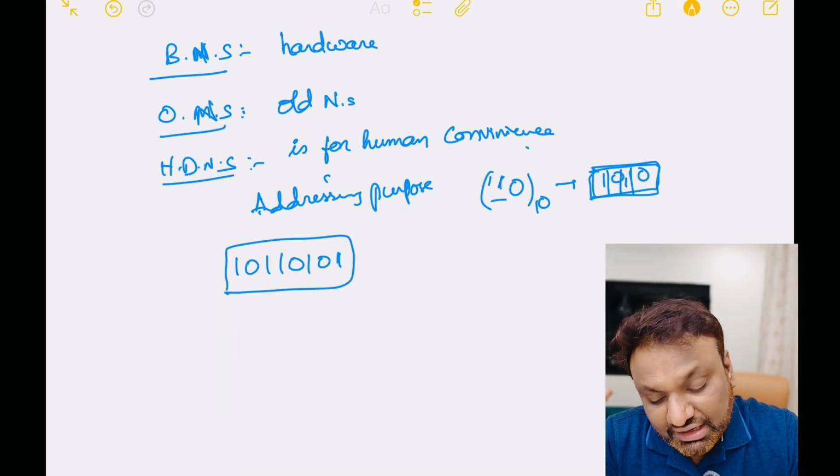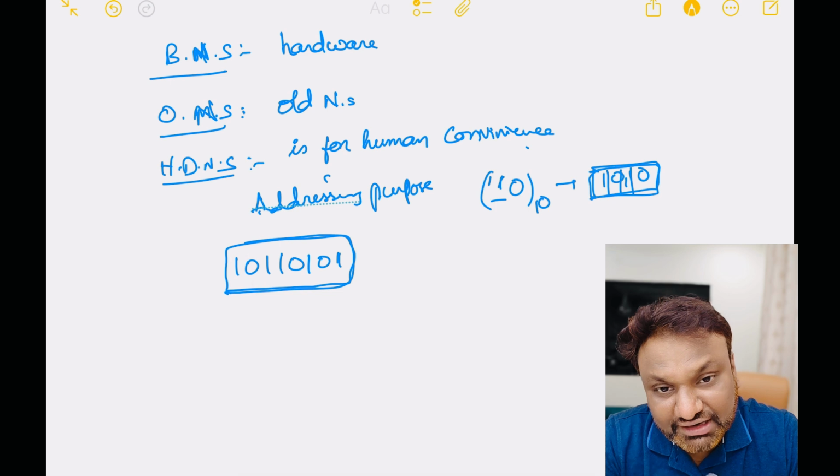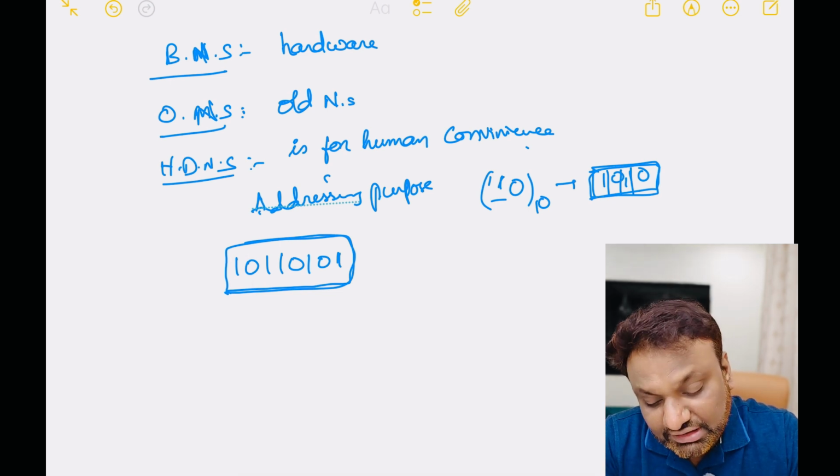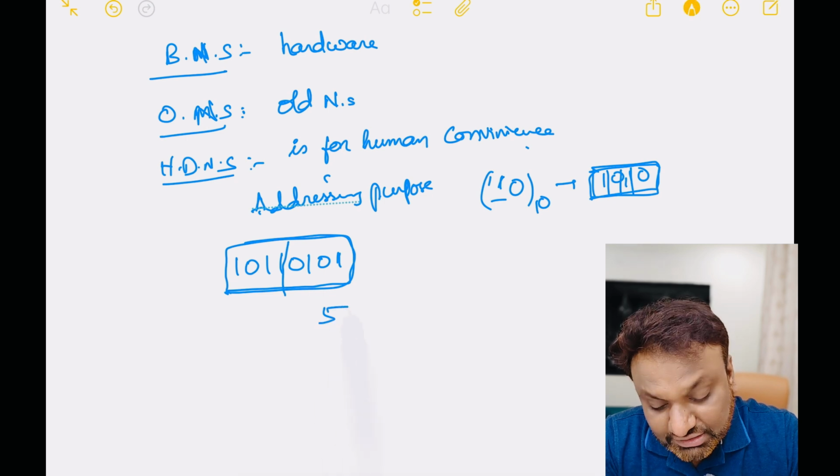Suppose I have this much big address, then it is difficult for me to tell what the address location is. Simply what we do is we convert this into hexa. This is 5, and 1011 is D, I guess, right? 1011, correct, D.